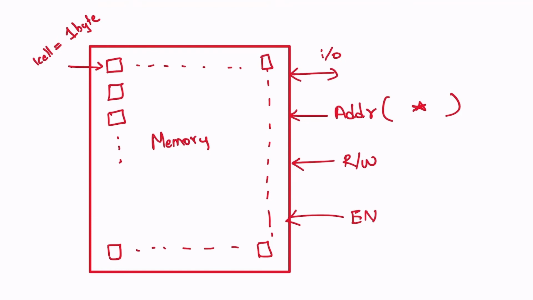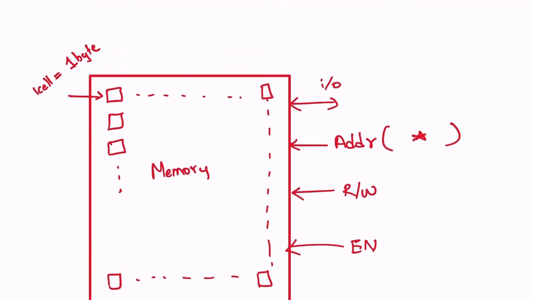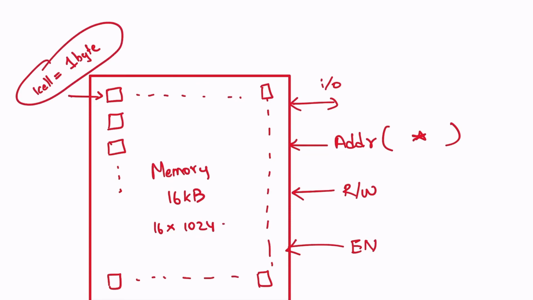And the memory of course stores 16 kilobytes, which is 16 into 1024 bytes, and since one cell is a byte, there are 16 into 1024 cells, right? So in our case, now we know that there are 16 into 1024 cells. How many bits are required to address this? If we have n address bits, we can address 2 power n cells. That's the idea with n address bits.